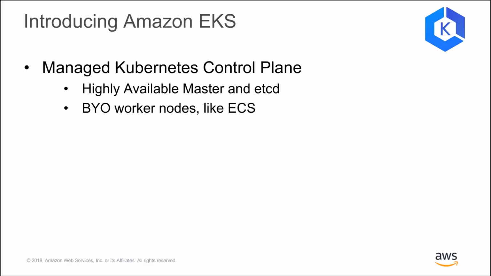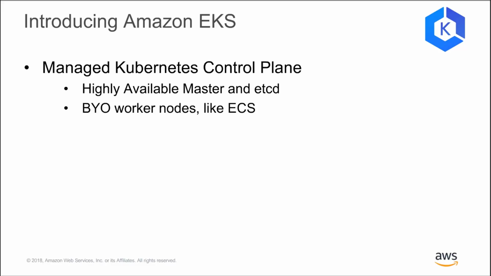Amazon EKS is a managed Kubernetes control plane. If you think about it from the Kubernetes perspective, there is a control plane that consists of the API server, controller, scheduler, and other components, which are stateless components. It also has etcd, which is where the state of the Kubernetes cluster is stored. So it gives you a highly available master and etcd. What that means is, from a customer point of view, you go to the AWS console or use the AWS CLI and ask it to create a Kubernetes cluster, and you get a highly available master or control plane.